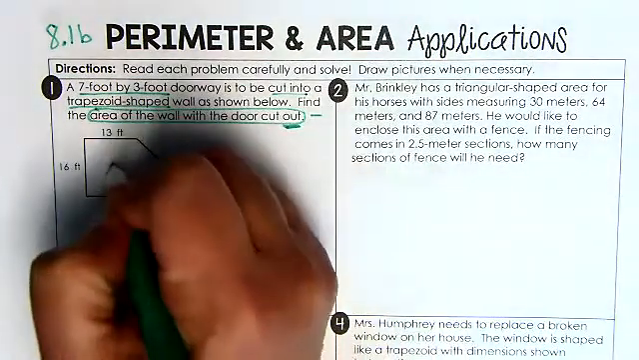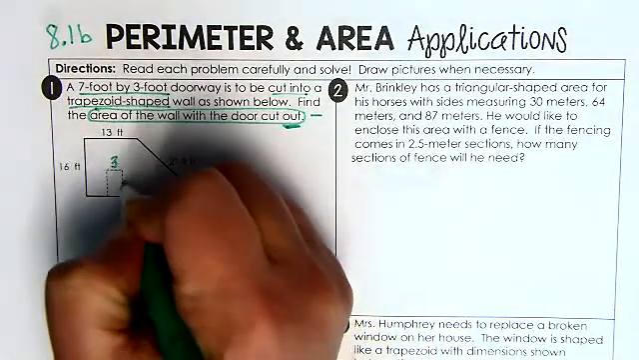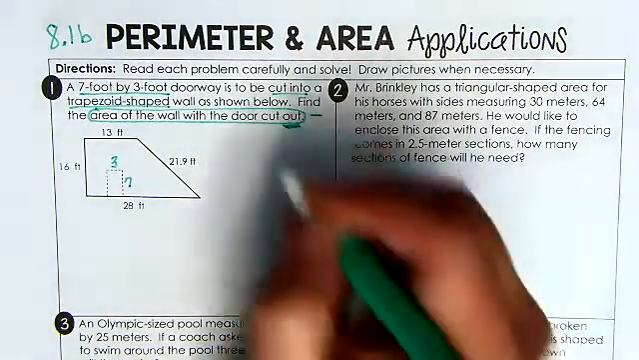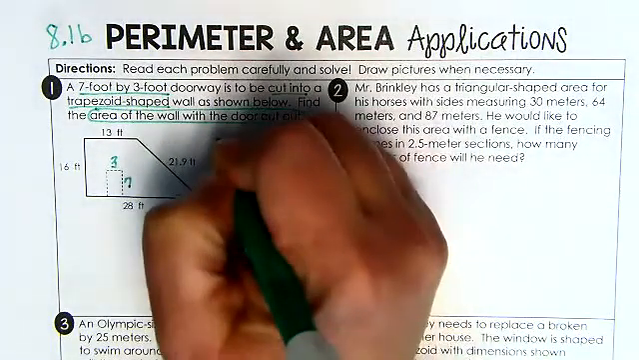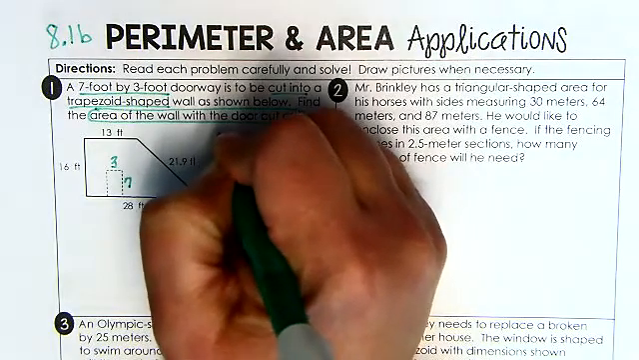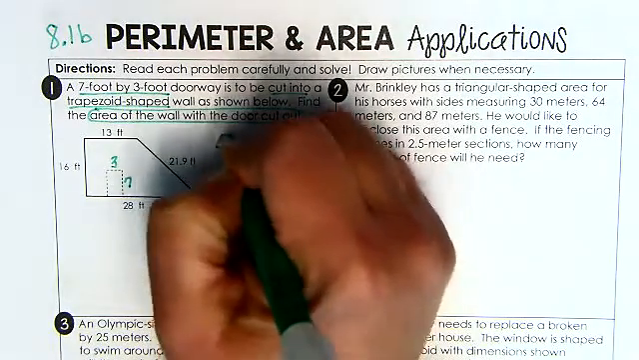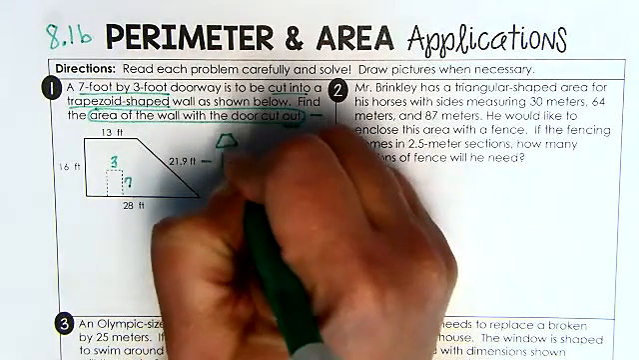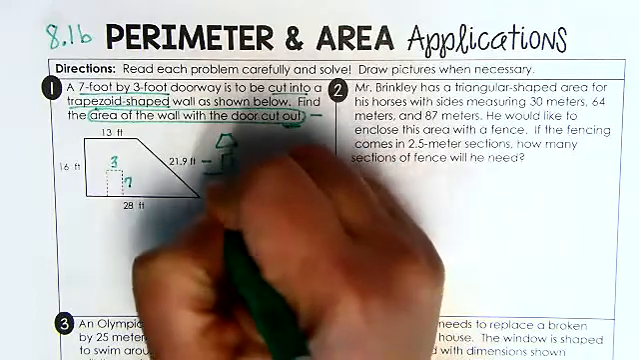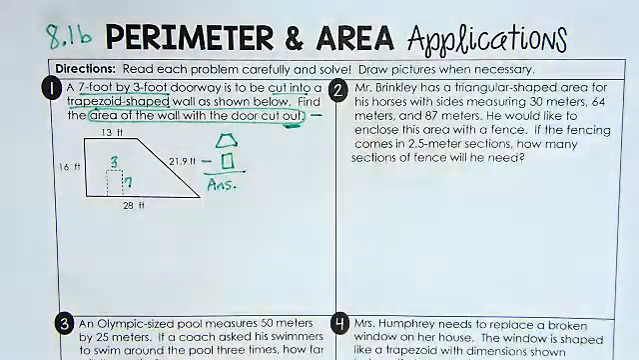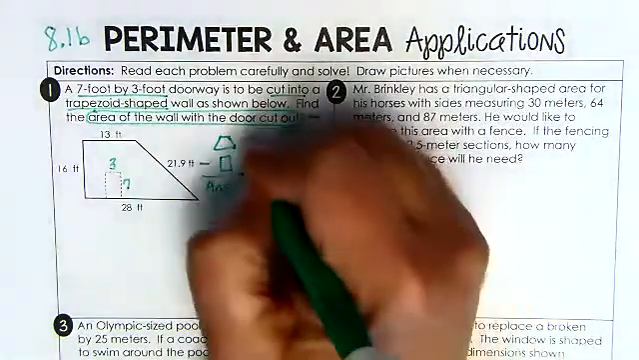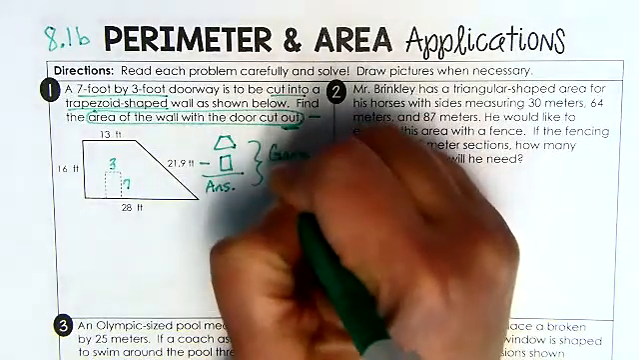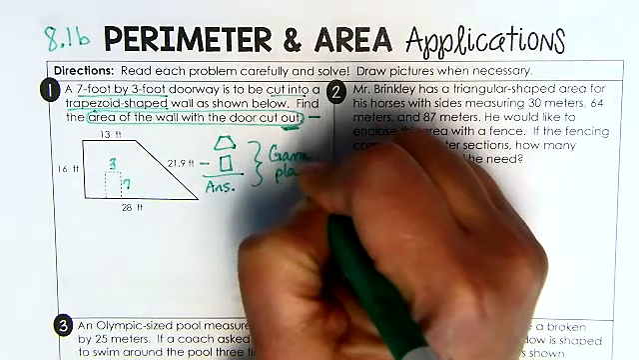Okay, so let's go ahead and label this doorway. This is 3. This is 7. So big picture wise, I need to find the area of the trapezoid, and then I'm going to subtract the doorway out to get our answer. That's the game plan. You will see me do stuff like this a lot. Game plan.